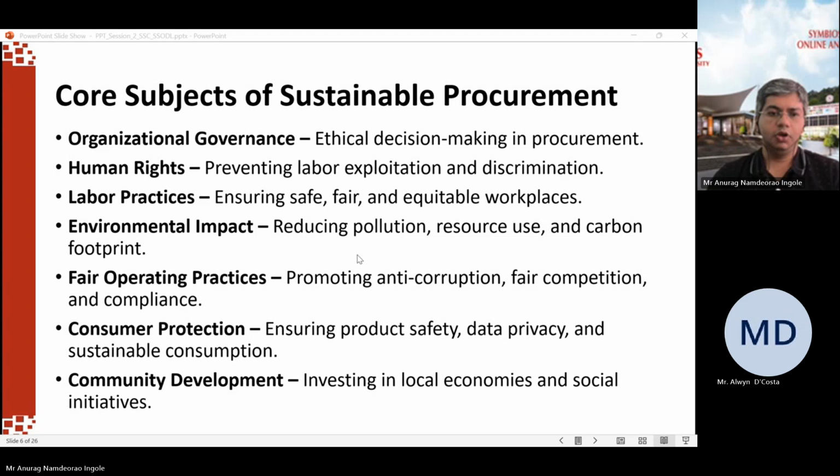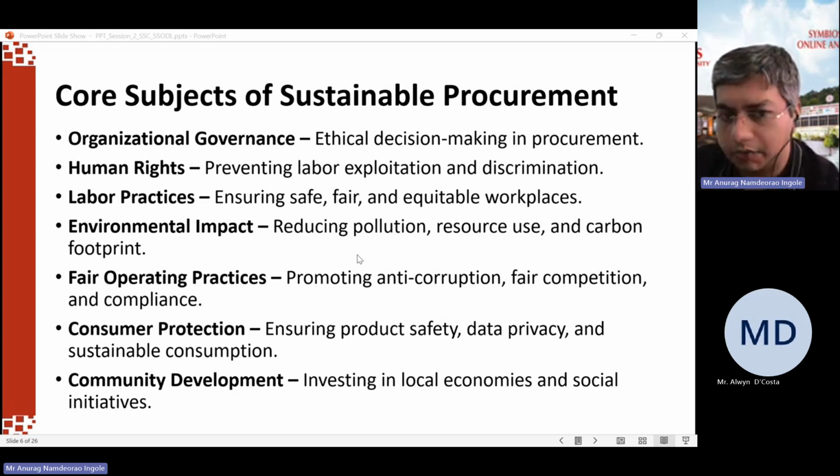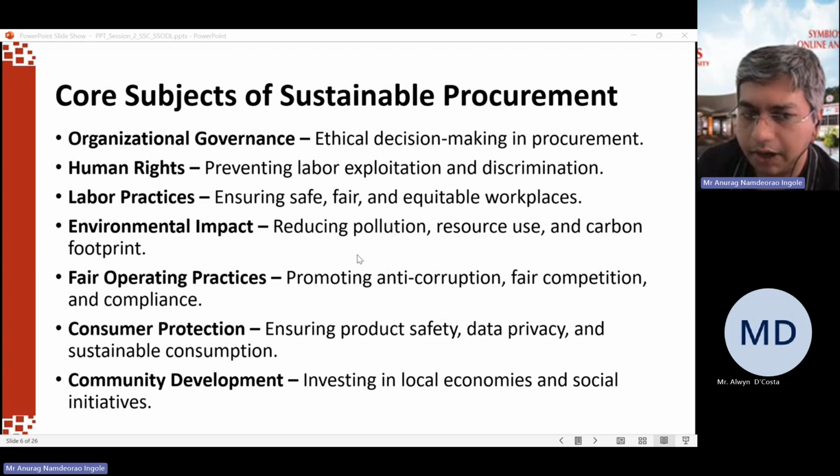Fair operating practices, promoting anti-corruption, fair competition and compliance. This is also part of sustainable procurement because we are going to raise purchase orders. We are going to get into formal contracts with our suppliers, with our distributors, right, through the procurement function. So it is our primary responsibility that we promote these fair operating practices. Then consumer protection, ensuring product safety, data privacy, and sustainable consumption of our products.